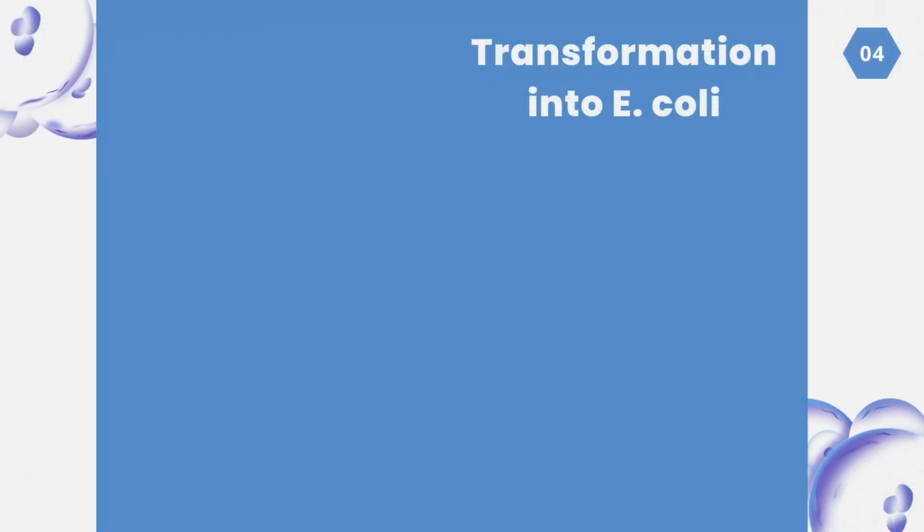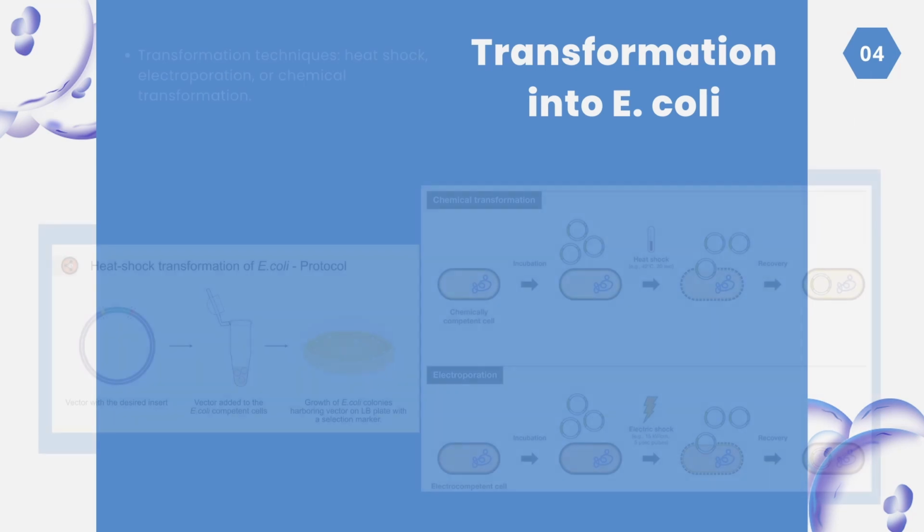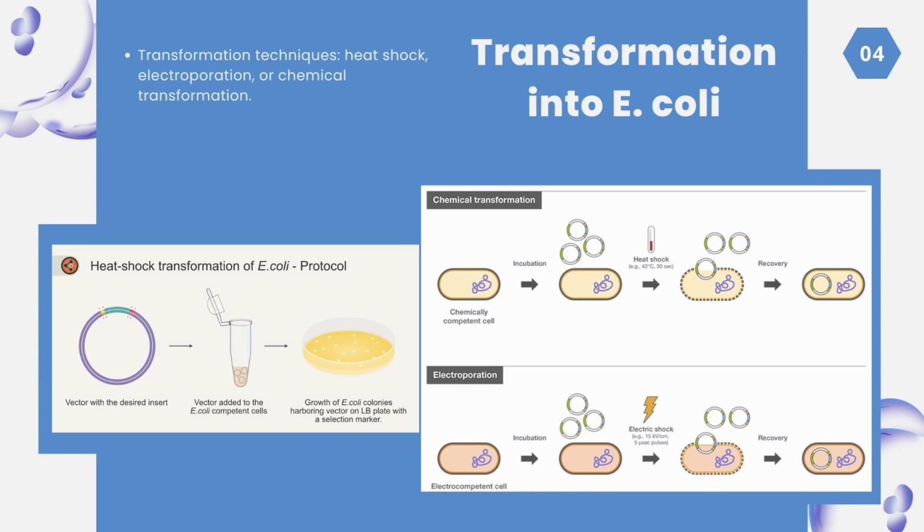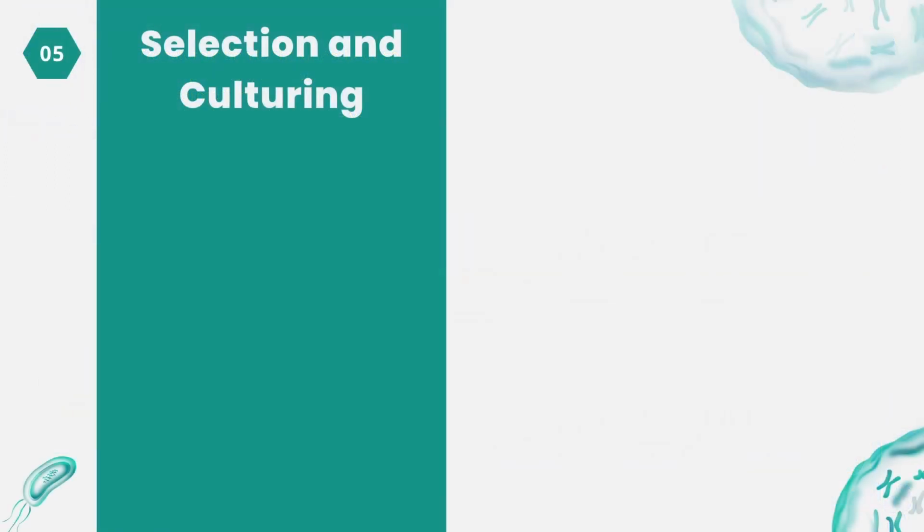The fourth step is the transformation into E. coli. The recombinant cloning vector is introduced into E. coli cells using transformation techniques such as heat shock, electroporation, or chemical transformation. After transformation, the cells that have taken up the vector can be selected based on their antibiotic-resistance markers on the vector. The fifth step involves selection and culturing.